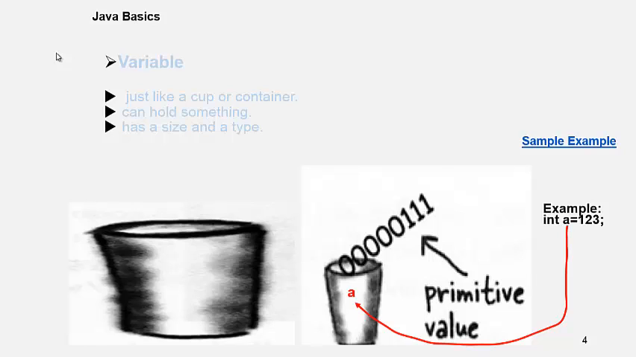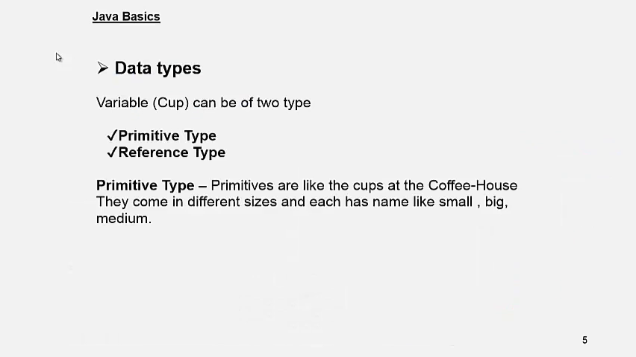Variables. What are variables? A variable is like a cup or a container which can hold something. It has a specific size and a type. There are two types of variables: primitive variables and reference variables.